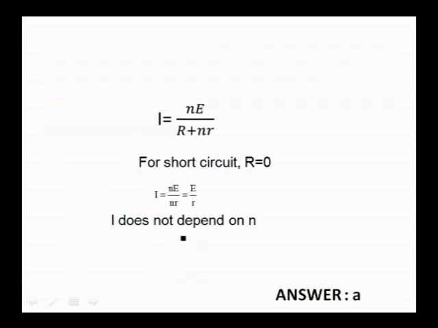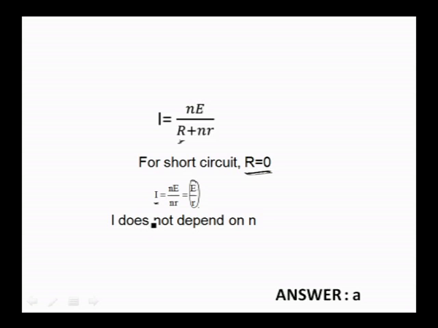But we have I is equal to NE divided by R plus Nr. This is the current expression when N cells are connected in series, where NE is the effective EMF and Nr is the effective internal resistance and R is the external resistance. See, short circuited means the capital R value is equal to 0. If you substitute R is equal to 0, then we get I is equal to E divided by r. It means that there is no N term in this equation. It means that current does not depend on the number of cells. Current does not depend on the value of N.